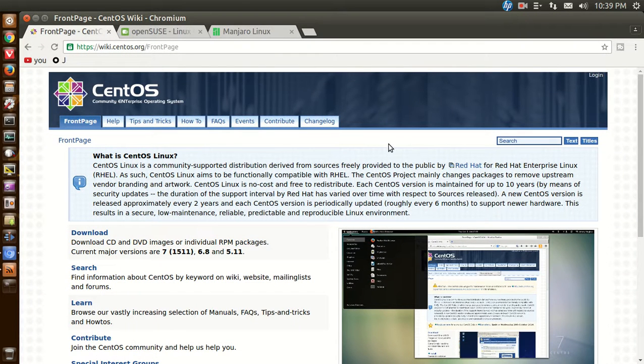CentOS is based off of Red Hat, and this uses RPM packages. Based on what I read, each CentOS version is maintained for up to 10 years, and that's really good. That's one of the best long-term support cycles I have seen in any Linux-based operating system. In fact, it says here this results in a secure, low-maintenance, reliable, predictable Linux environment.